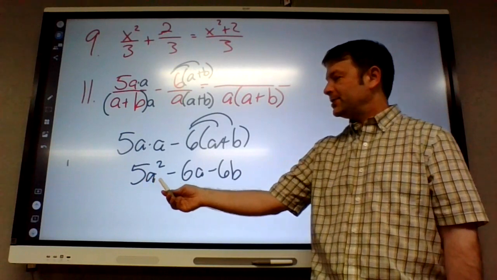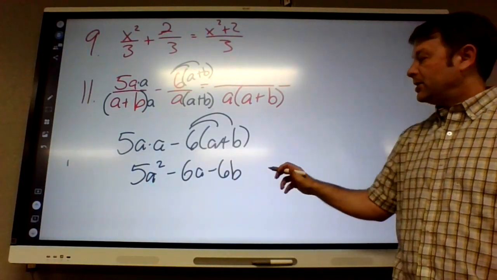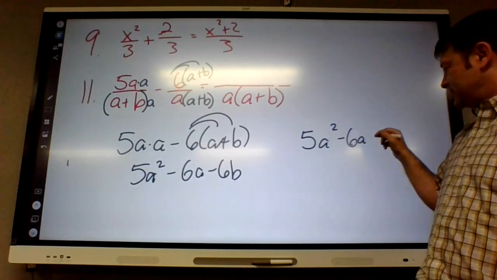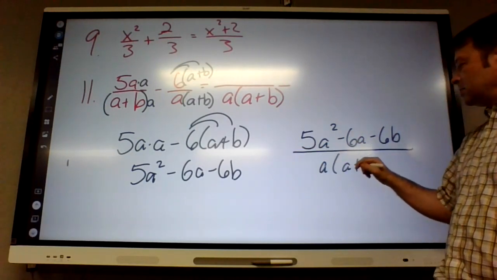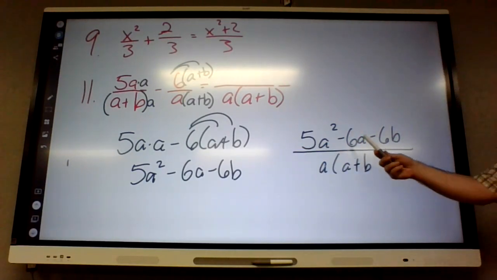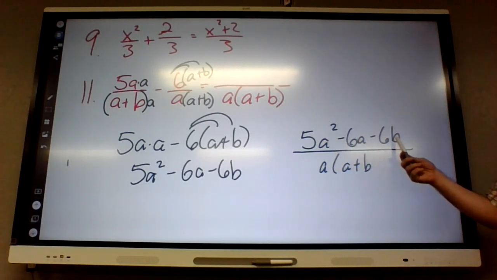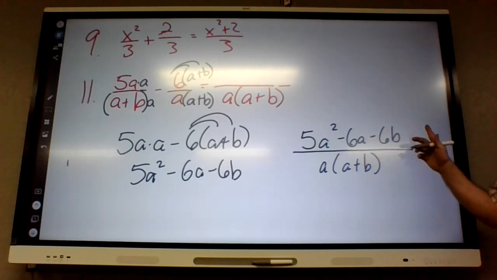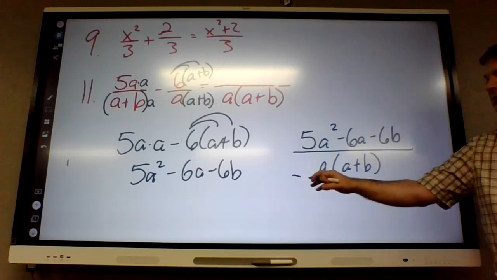Can we simplify this anymore? No, they're all different. Does it factor? Could we factor it and try to cancel that with the bottom? No. It's very close to looking like it does because it goes a squared, a. If it just had a minus 6 there, maybe it could factor, but with that b, it kind of screws it up. So no, it doesn't factor, we can't reduce, and that's the answer. That's all we can do.